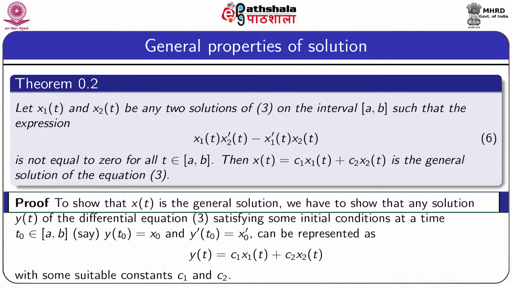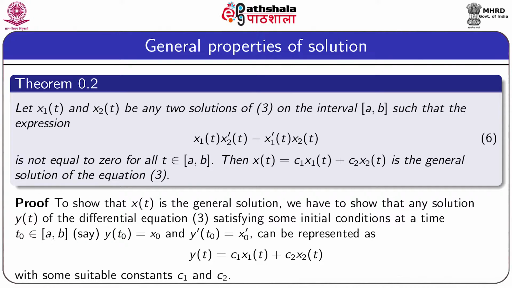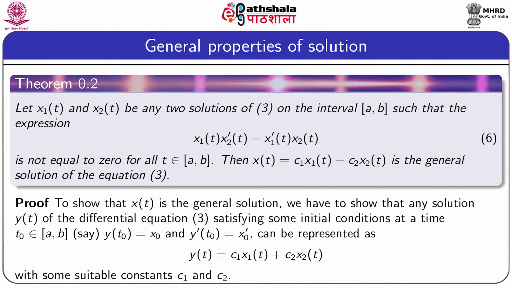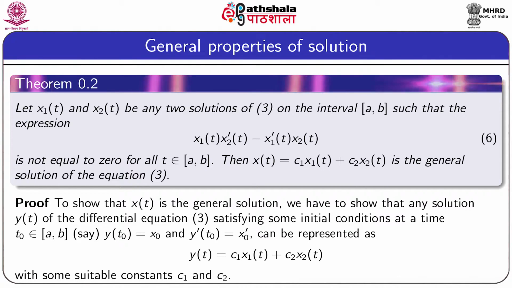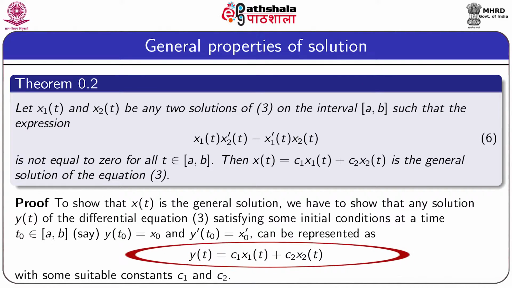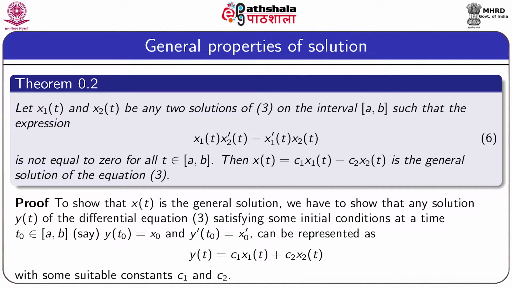The proof goes like this. To show that x(t) is the general solution, we first have to show that any solution y(t) of the differential equation (3) satisfying some initial conditions at a time t0 belonging to the closed interval [a, b], say y(t0) equal to x0 and y'(t0) equal to x0', can be represented as y(t) equal to c1 x1(t) + c2 x2(t) with some suitable constants c1 and c2.